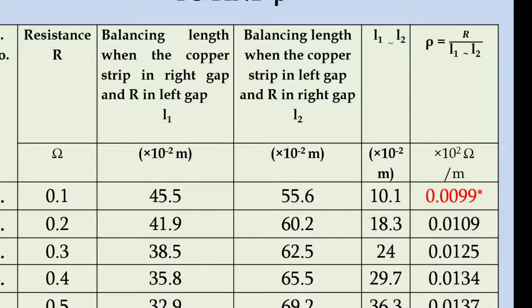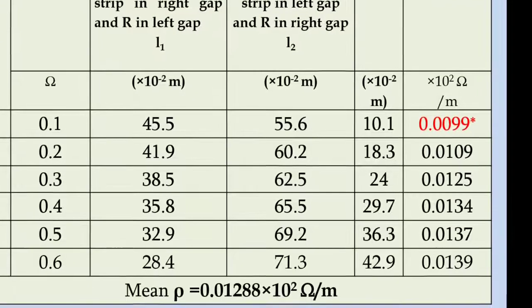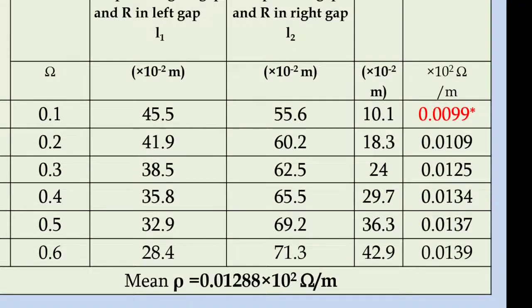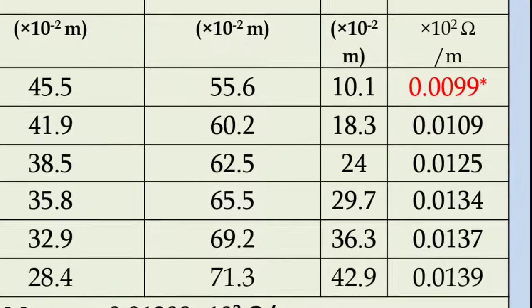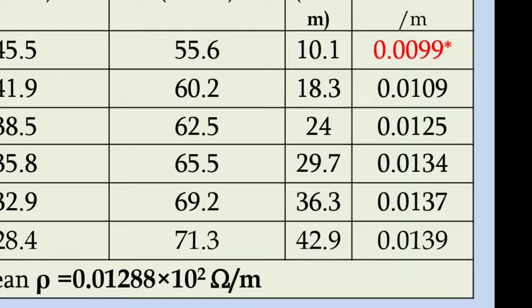0.0099. For the second reading, R is 0.2, L1 is 41.9, L2 is 60.2, and L1 difference L2 is 18.3 into 10 power minus 2. Again calculating in the same way, we get the resistivity rho as 0.0109 into 10 power 2 ohm per meter. In the same fashion, we can calculate rho for all the other values. We get 6 rows here.